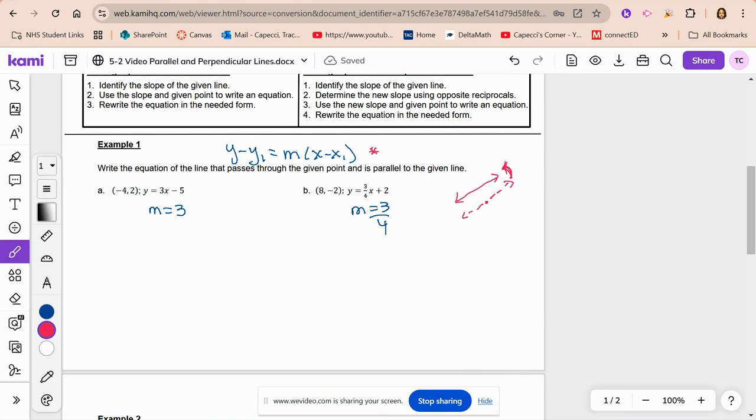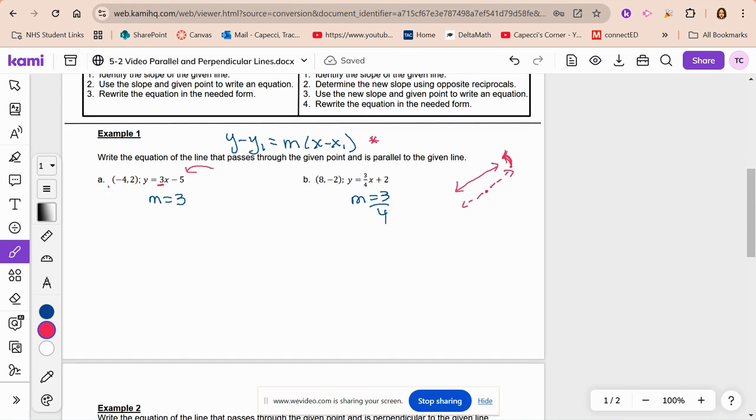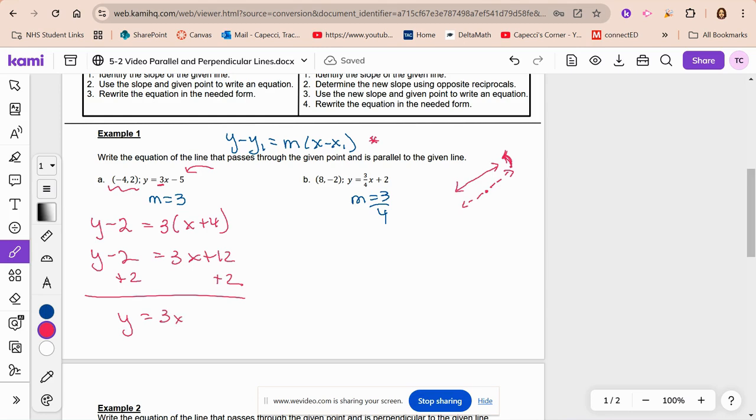Okay. So for instance, looking at letter A, this line has a slope of 3. So we don't really need that negative 5 for anything. So I'm going to take my point, which is not a y-intercept, so I'm going to have to use point-slope. So I'm going to take y minus 2 is equal to my slope, which again is going to be the same as my original equation, which is 3, and then x plus 4. I'll distribute, and I get 3x plus 12. Add 2 to both sides. We always leave things in slope-intercept form unless we're told otherwise. So 3x plus 14.